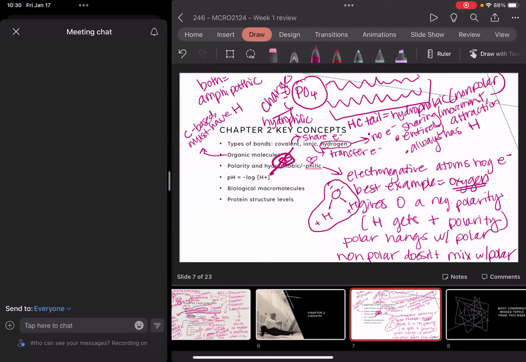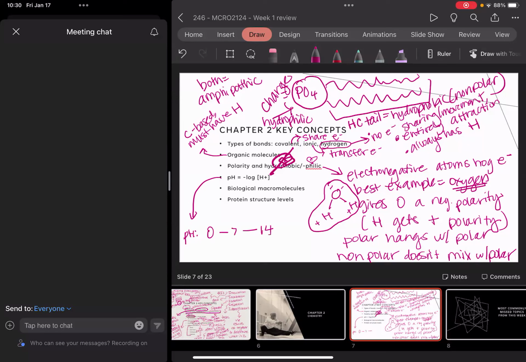Anytime you hear path, it's usually just talking about the condition of something, right? So amphipathic means we have two states going on at the same time. All right, so we also talked about pH. It's the negative logarithm of the concentration of hydrogen ions. That's what that equation means. And we know that the pH scale goes from 0 to 14 with 7 in the middle.